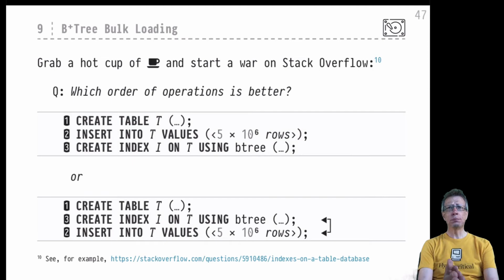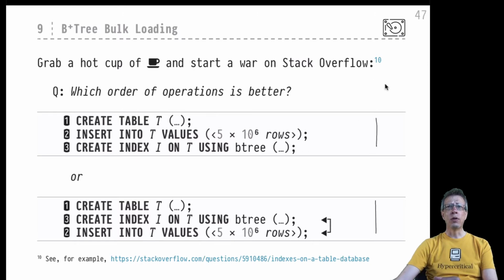So if you've ever spent some time on technical discussion forums like Stack Overflow, then you will find that the same questions come up again and again. And if you follow database related forums, then you will see that a question of this kind occurs again and again. All right. So this question relates to the order of operations when you load a table and its associated index.